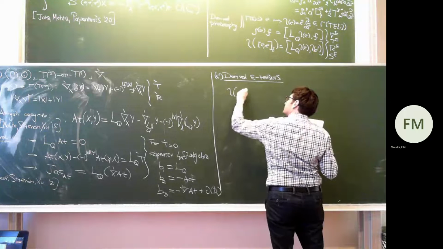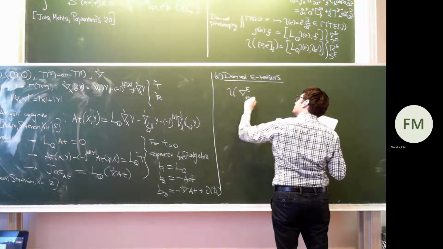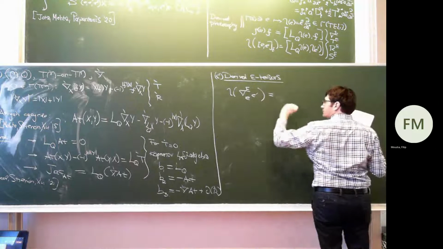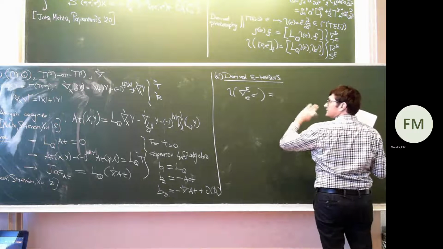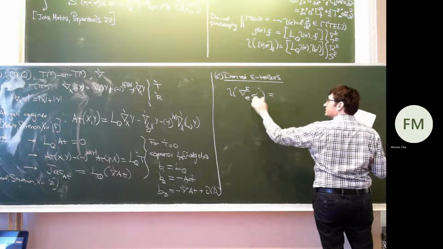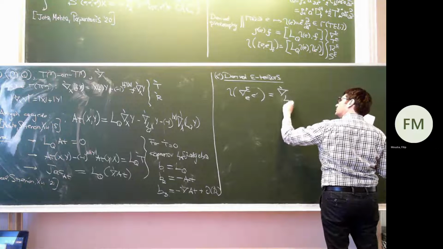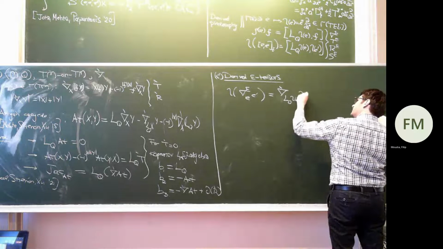So the first thing we would like to see is how should we write this kind of object? So there is a very straightforward way to identify this with a connection here. So you take that nabla, L_Q, delta E, delta hat.